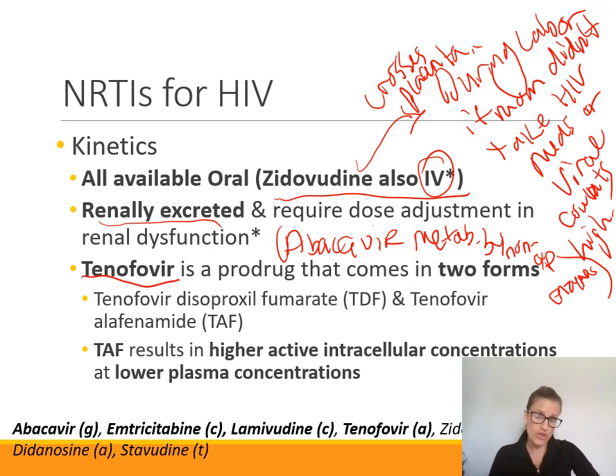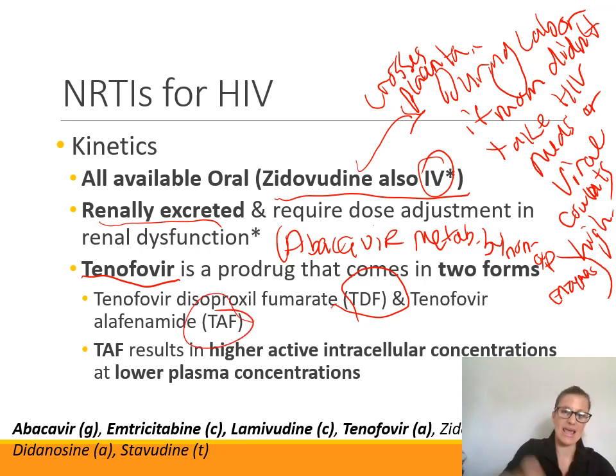Tenofovir is a prodrug that gets activated by enzymes inside the lymphocytes. So it's not active until it actually gets inside the lymphocytes. But tenofovir comes in two different formulations, TDF and TAF. TAF results in higher active intracellular concentrations at a lower plasma concentration. Because the plasma concentrations are lower, TAF typically results in less adverse drug effects.